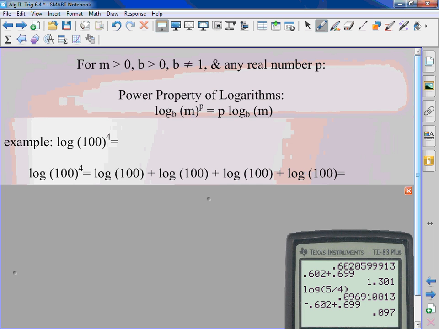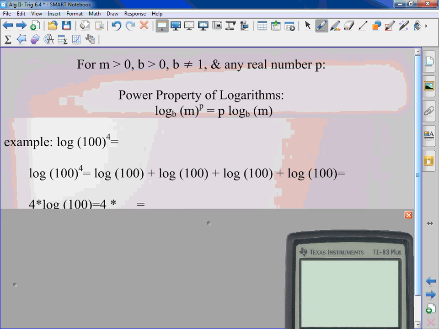What do I really have there? What's x plus x plus x plus x? 4x. So it's actually 4 times log of 100. That's right here. This means I have log m p times. So it's just p times log of m. So what's the log of 100? You shouldn't need a calculator.